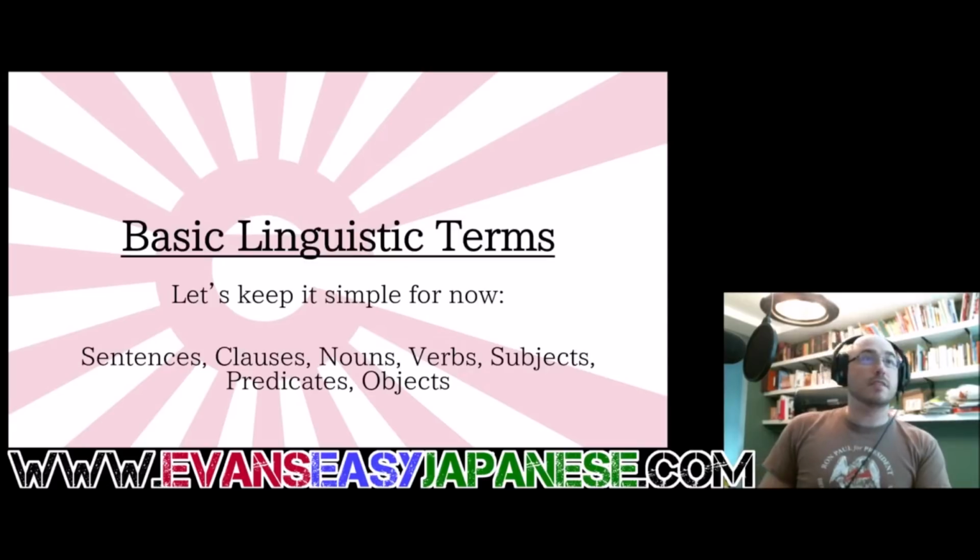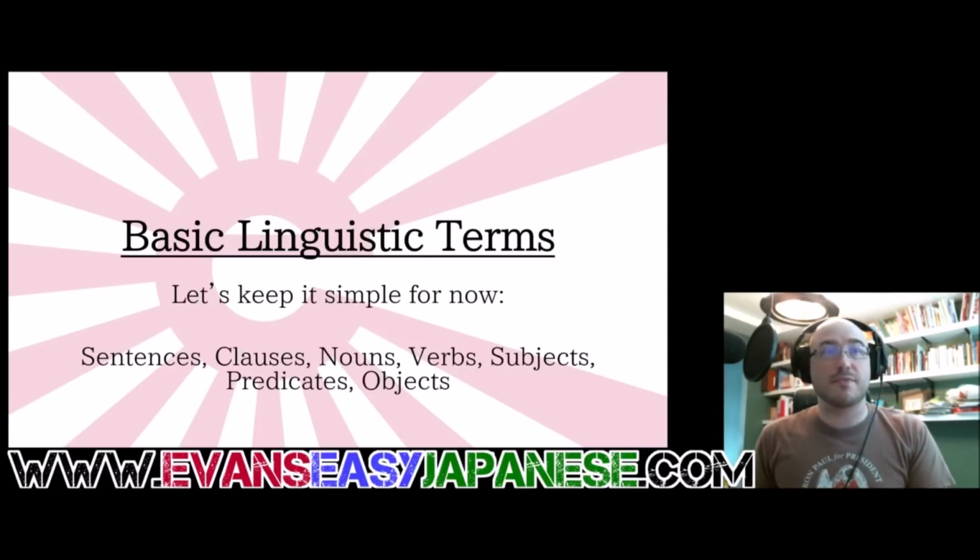Let's check it out. Basic linguistics terms, let's keep it simple for now. We're going to go over sentences, clauses, nouns, verbs, subjects, predicates, and objects. And with objects, we're going to talk a little bit about complements as well.